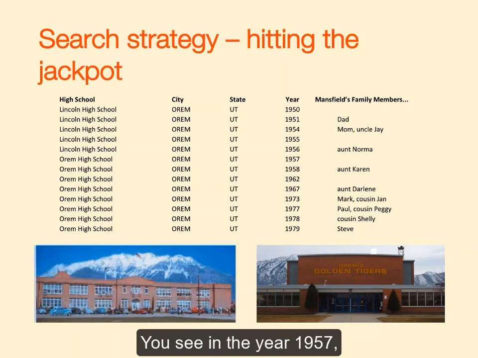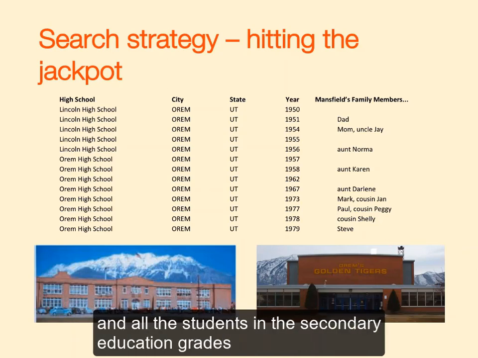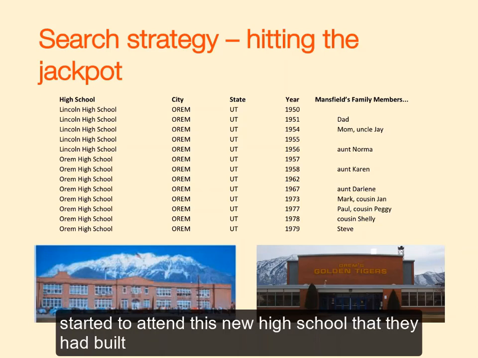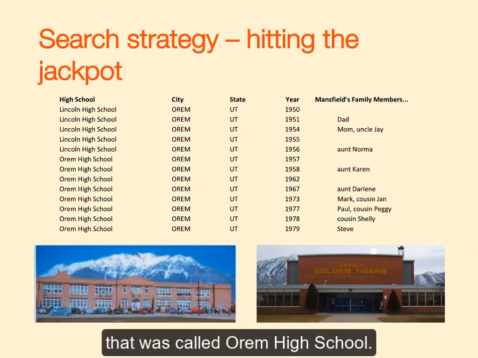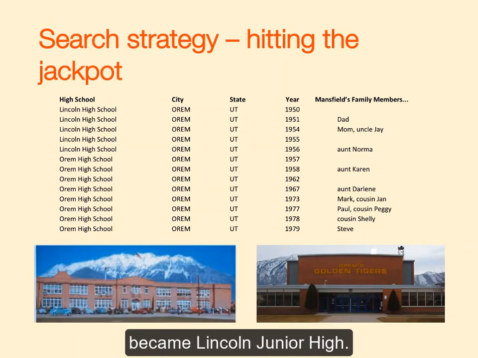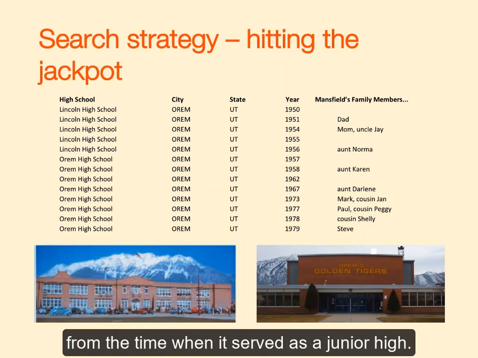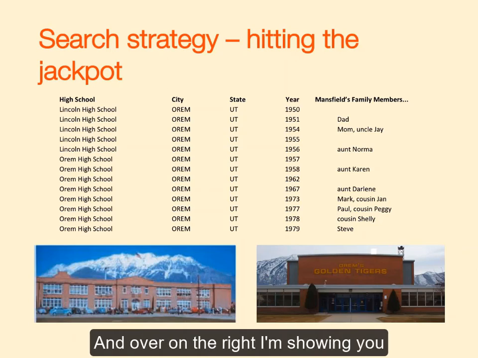In the year 1957, Lincoln High School stopped being a high school, and all the students in the secondary education grades started to attend the new high school that they had built, called Orem High School. The physical building that Lincoln High had occupied became Lincoln Junior High. So you can still find some Lincoln Junior High School yearbooks as well from the time when it served as a junior high.